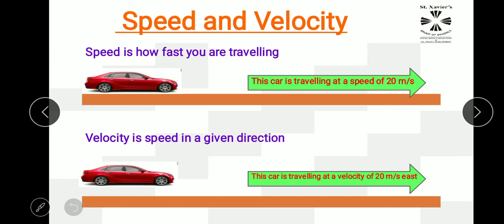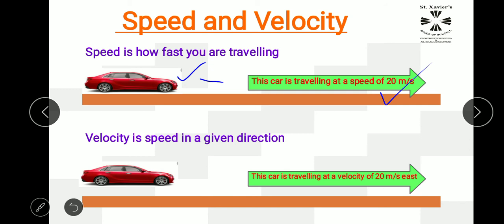Here, speed is how fast. See, speed is how fast you are traveling. One car is shown. The car moves with a speed of 20 meter per second. Here, the car is traveling at a speed of 20 meter per second. So here only speed is given, how fast the car is traveling. Direction is not shown, direction is not given. So we'll say this is a speed, and this is a scalar quantity, students.